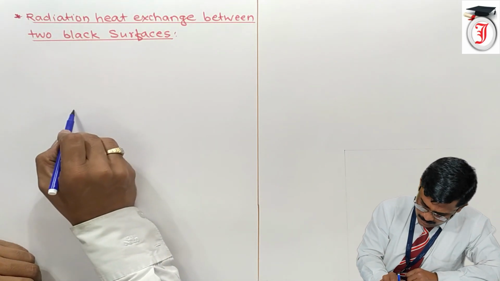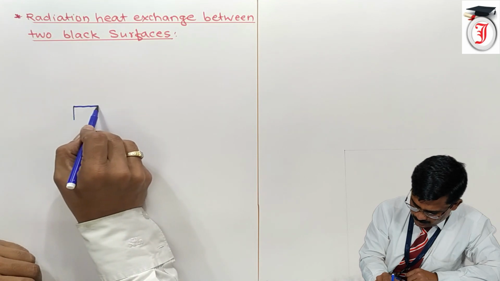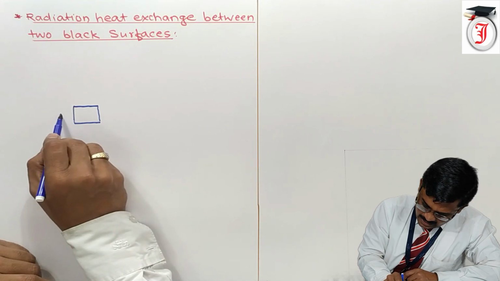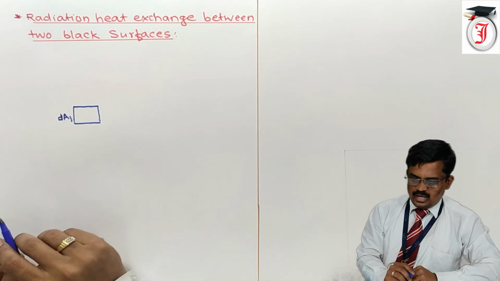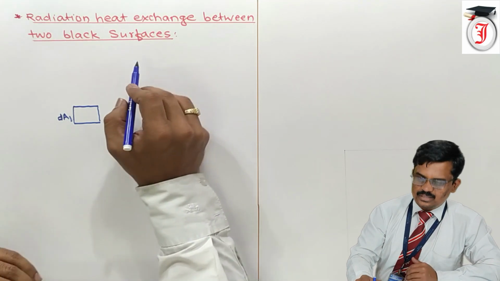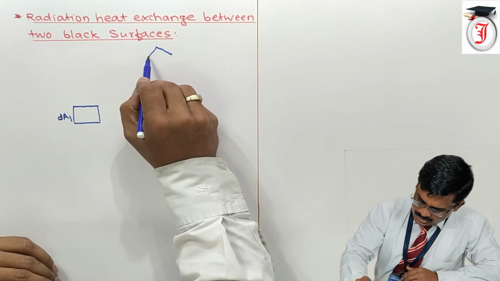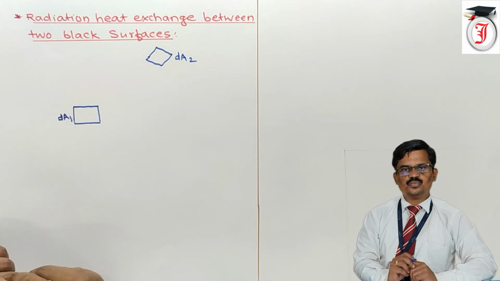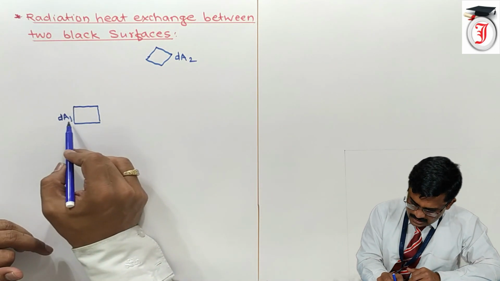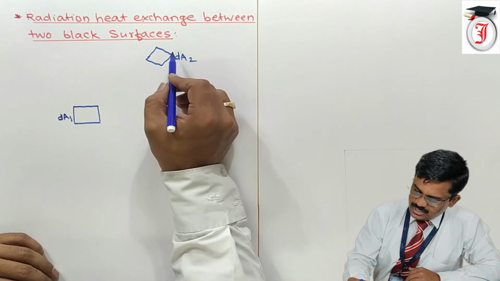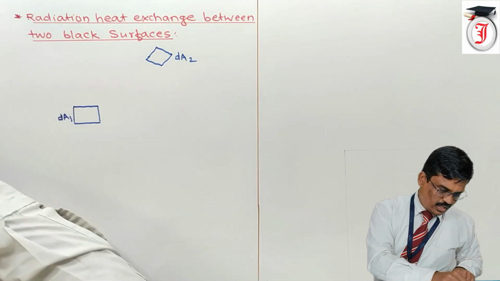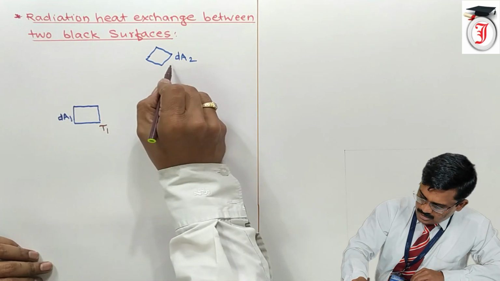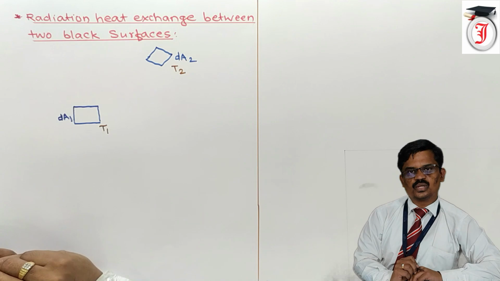So let us consider one surface, which has an area of dA1, and let us consider there is another surface which has area A2. This is surface 1 which has dA1 surface area, this is dA2 surface area, and let us consider this is maintained at a temperature T1 and this surface is at a temperature of T2.